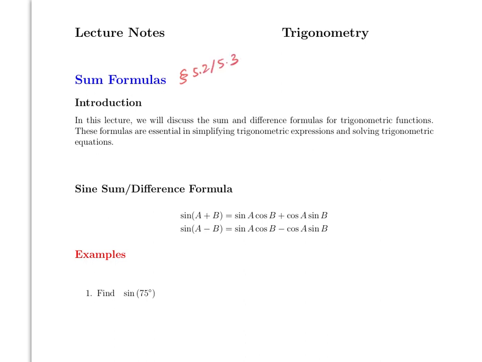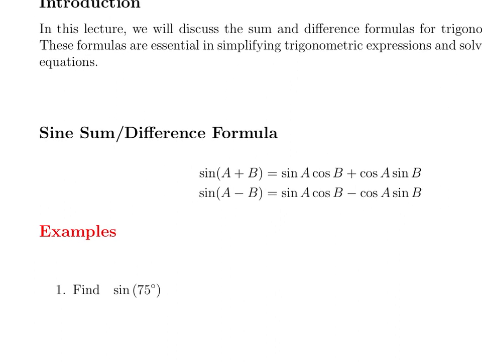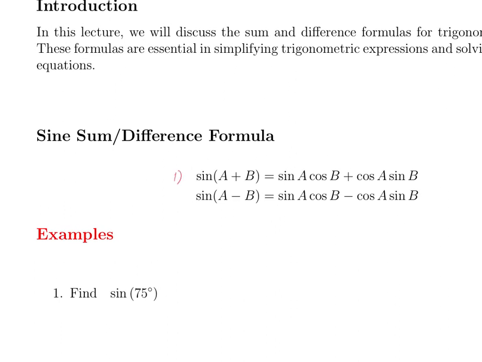So the sum formula for sine says the following. There's two formulas here. We're going to work with this one first. This is the sum, and this is the difference, okay? The sum formula says that sine of a plus b is equal to sine a cosine b plus cosine a sine b. I highly recommend you memorize these formulas because you're going to use them many times in pre-calculus, calculus 1, and so forth.